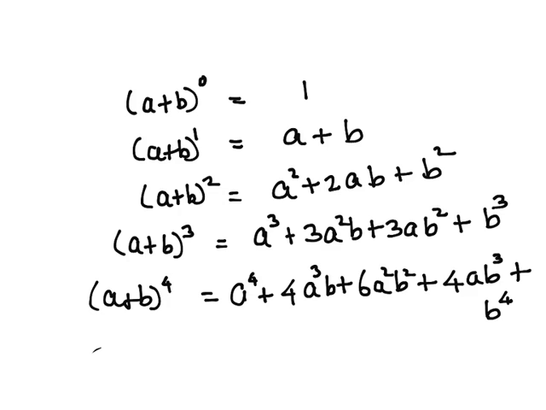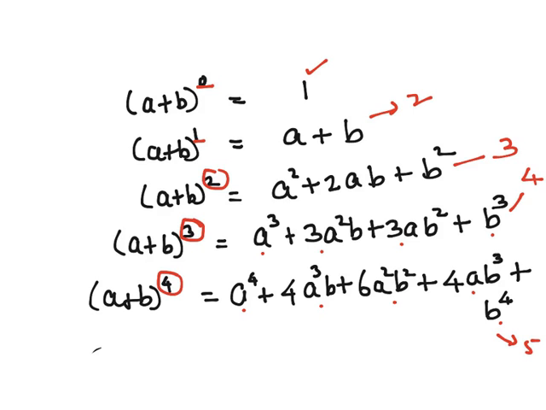Okay, now let us observe a few things, students, in these expansions of binomial expressions. Now you see here the power is 0 and there is 1 term. The power is 1 and there are 2 terms. The power is 2 and there are 3 terms. The power is 3 and there are 4 terms here, isn't it? 1, 2, 3, 4. And the power is 4 and there are 5 terms. 1, 2, 3, 4, 5.